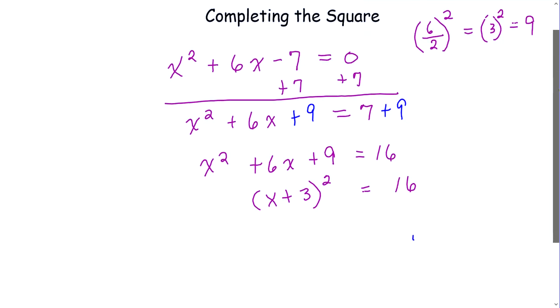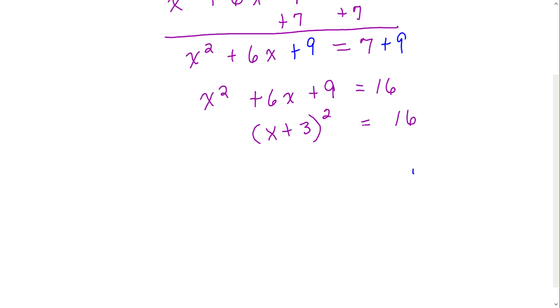But we're not done yet. We still have to solve it. So we learned before that the opposite of a square root is a square. Same thing, the opposite of a square is a square root. So what I want to do is take the square root of both sides. But remember, when I have a number in a square root, I have to put that plus and minus out front. So with the square and the square root canceling on the left side, it becomes x plus 3 is equal to plus or minus 4.